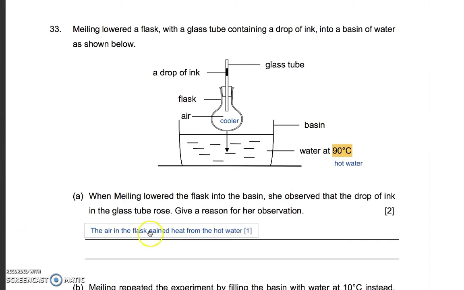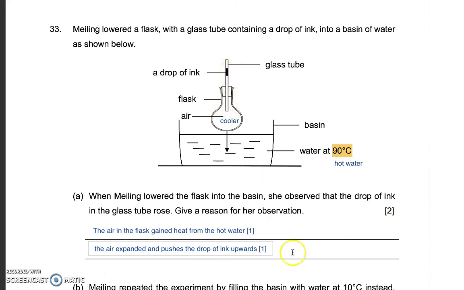So the key thing we're looking out for is the air. You cannot say the flask, because it is the air in the flask that gained heat. And the second thing we're looking out for is that because the air gained heat, the air expanded and pushes the drop of ink upwards. So the other mark is given by saying that after the air gained heat, it expanded, pushing the drop of ink upwards. So this is how you get the 2 marks for this question.